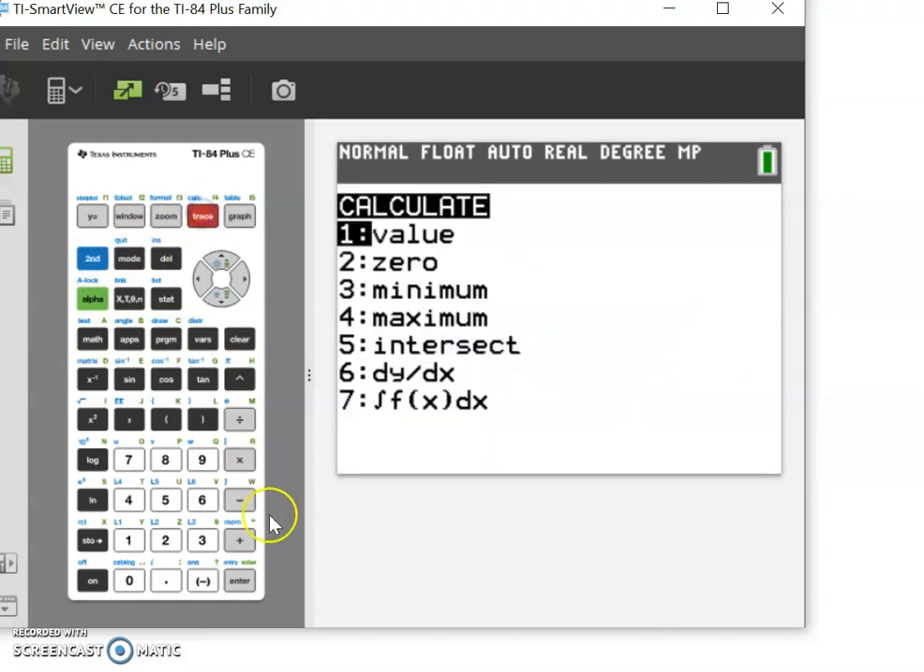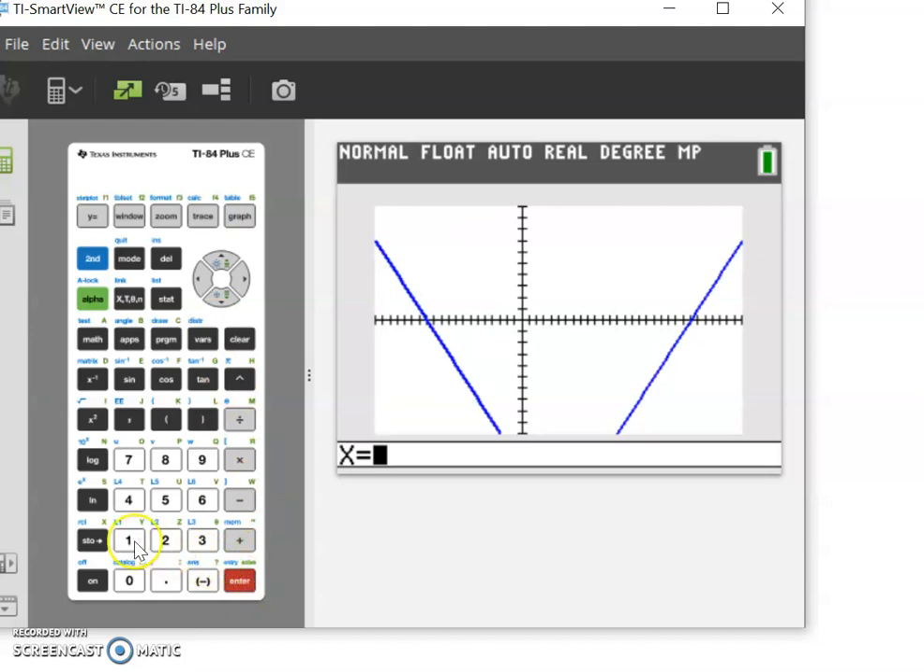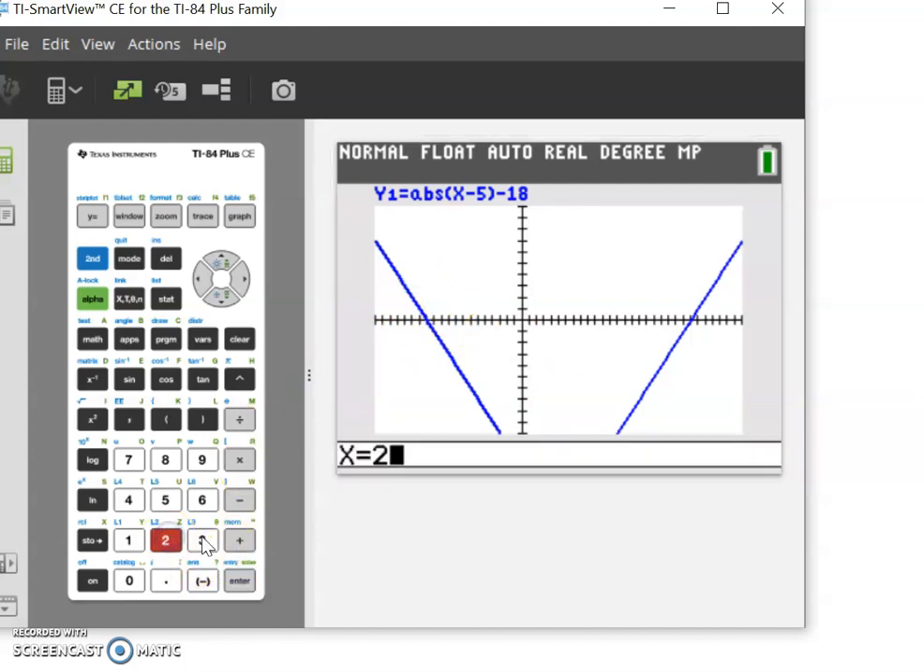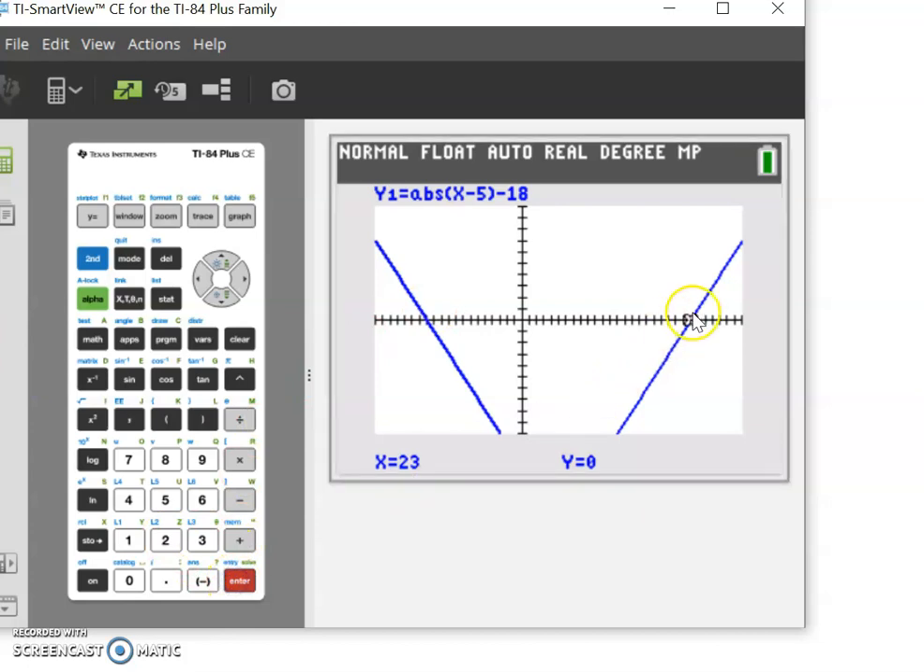Second, calc. We want to find where it's touching the x-axis, so value, and you're going to type in your negative 13. You should see a y value of 0. So basically we just checked our work. When we solved and got a negative 13, we solved it correctly. You could also type in the 23, and notice it's also got a y value of 0. So we solved that inequality just fine.